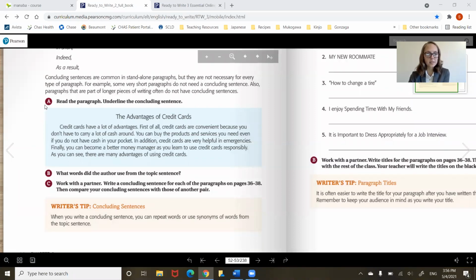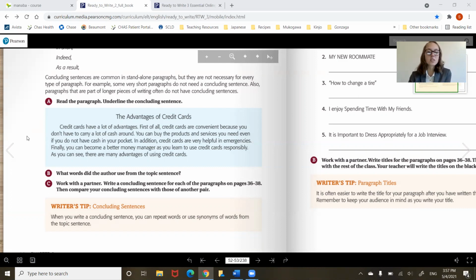So read with me, please. The advantages of credit cards. Credit cards have a lot of advantages. First of all, credit cards are convenient because you don't have to carry a lot of cash around. You can buy the products and services you need, even if you do not have cash in your pocket. In addition, credit cards are very helpful in emergencies. Finally, you can become a better money manager as you learn to use credit cards responsibly. As you can see, there are many advantages of using credit cards.